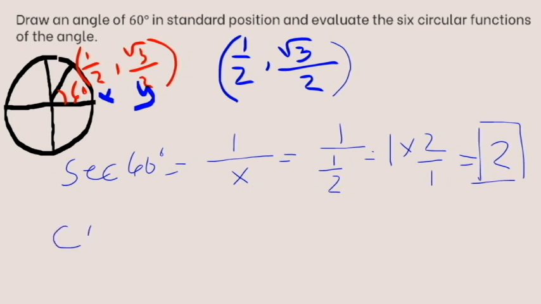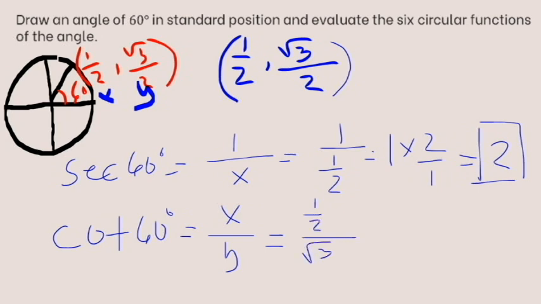For cotangent 60 degrees, since our cotangent is the reciprocal of the tangent and our tangent is y over x, our cotangent now is x over y. Substitute the value of x and y. So x is 1/2 divided by the square root of 3 over 2. To simplify this, let's change the operation and reciprocate the denominator. So 1/2 times 2 over square root of 3.